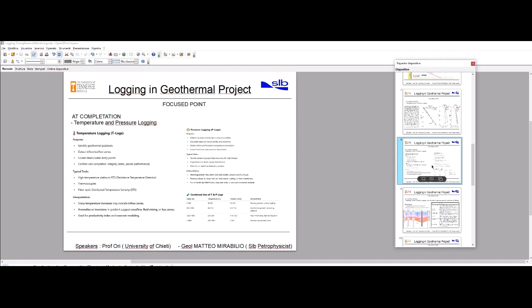When we are talking about temperature logs, the purpose is to identify the geothermal gradients, detect inflow and outflow zones, locate steam and water entry points, and confirm well completion integrity. Typical tools are high temperature platinum RTD, thermocouples and fiber optics. We also have other tools used in geothermal logging, like fiber optics and high temperature platinum RTD, resistance temperature detector. The interpretation is not so easy because we need to match the data also with pressure data. A sharp temperature increase might indicate an inflow zone. Anomalies or inversions in the gradient suggest cross-flow, fluid mixing or a lost zone, used for productivity index and reservoir modeling.